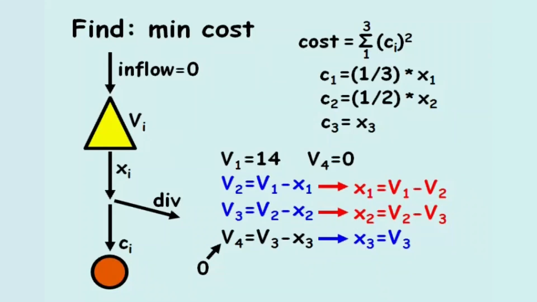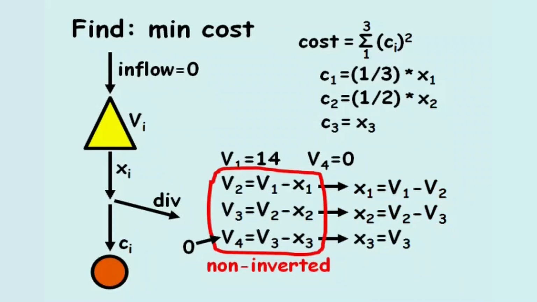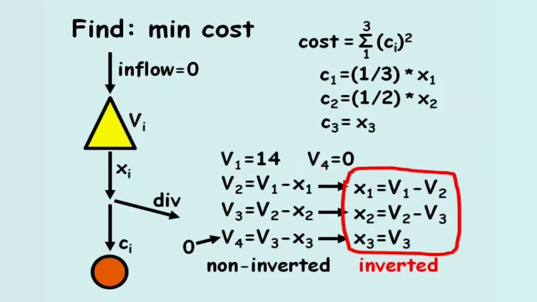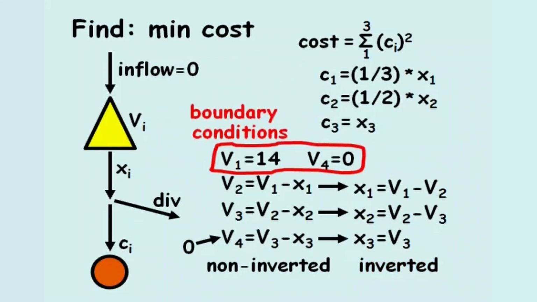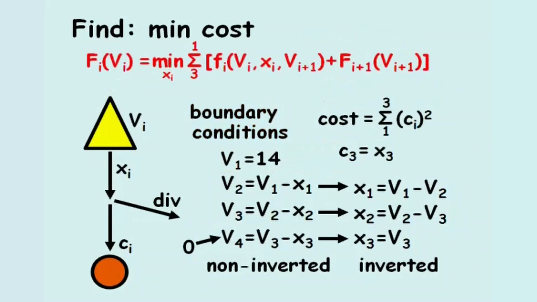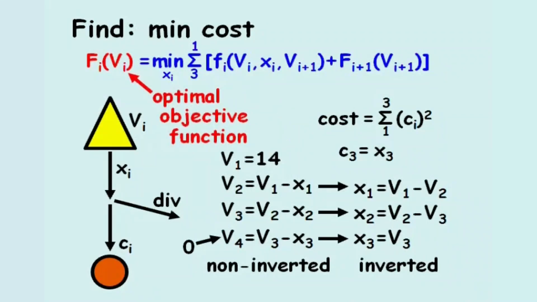In dynamic programming, the left set of equations represents the non-inverted form of the state dynamics equations, and the right set of equations represents the inverted form of the state dynamics equations. The final and initial reservoir volumes are considered boundary conditions. For this problem, we'll use the backward pulling algorithm, where the optimal objective function value, capital Fi, for a given state, Vi, equals the cost for the current stage, Ci squared, plus the cost for all previously evaluated stages.